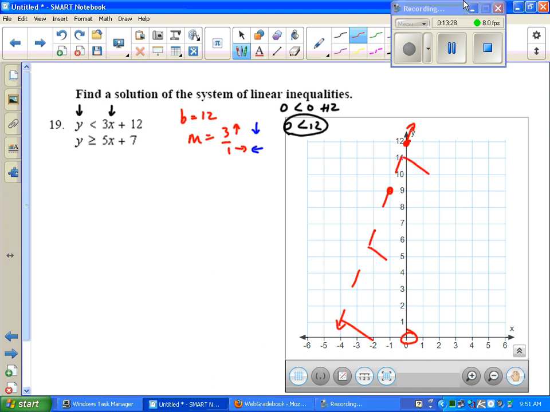The second inequality, y is greater than or equal to 5x plus 7. Your b value is 7. So begin at 7. Your m value of that second one is 5, which is 5 over 1. We can go up 5 and over 1. If we do that, this second point looks like it's right here. This one says greater than or equal to. You have the or equal to term. So now it's going to be a solid line.